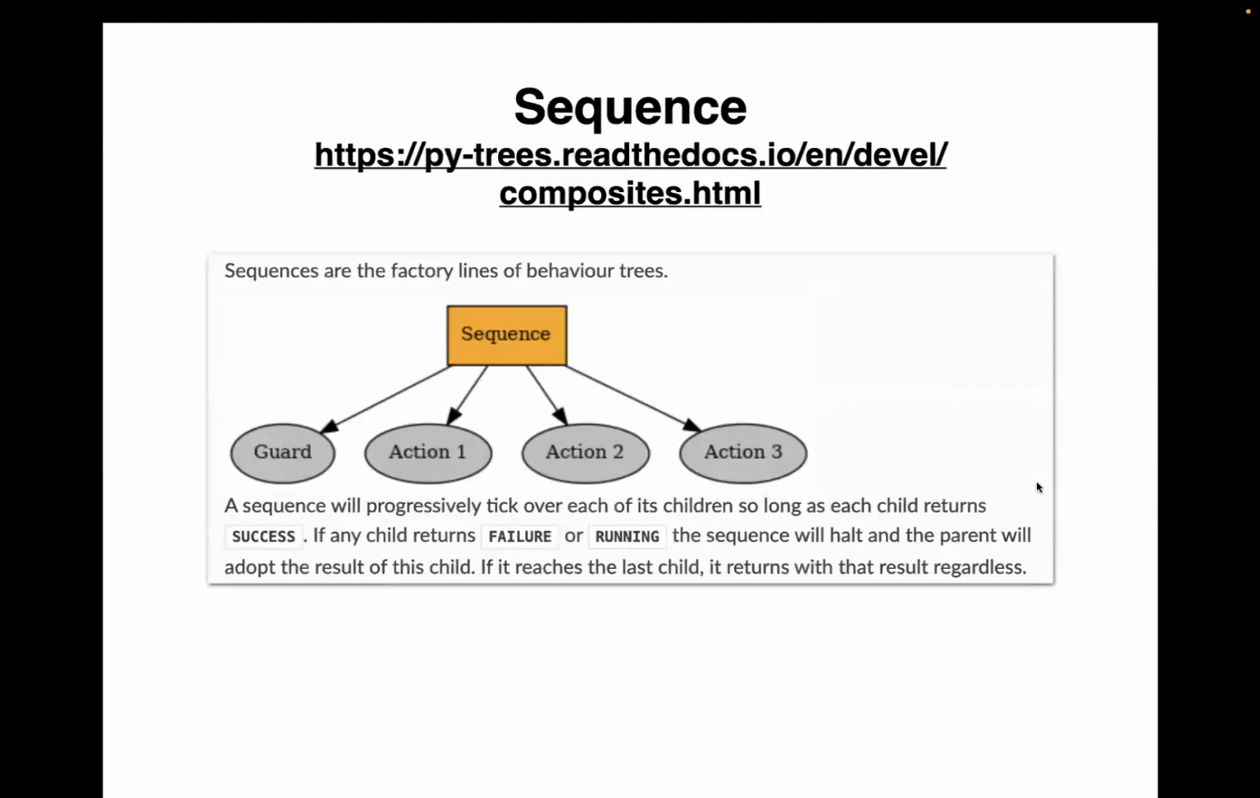All right. So the sequence is going to execute some functions one by one. And most importantly, we have to understand each action or condition returns three states: success, failure, or running. So in this case, the sequence is going to run the actions or conditions one by one. What is the difference between action and condition?